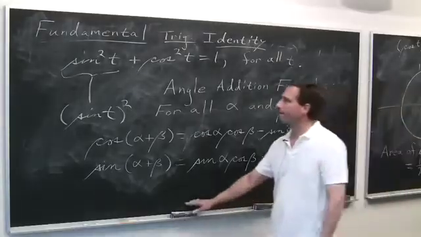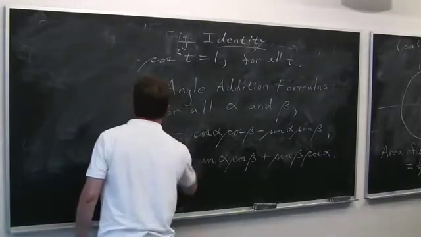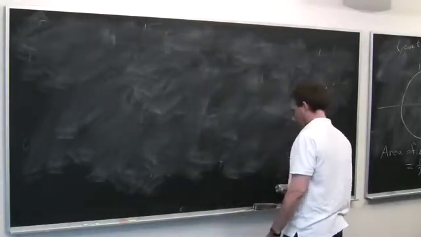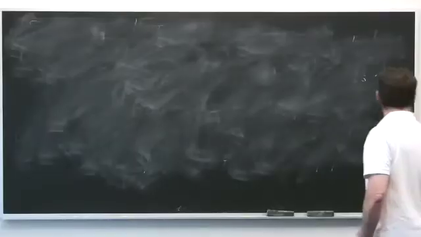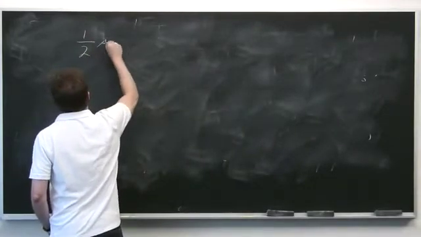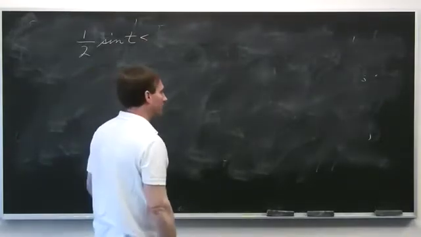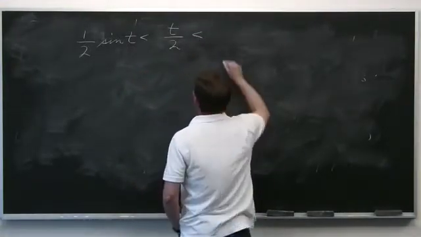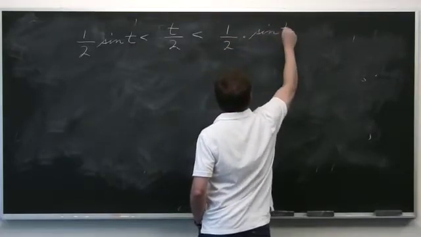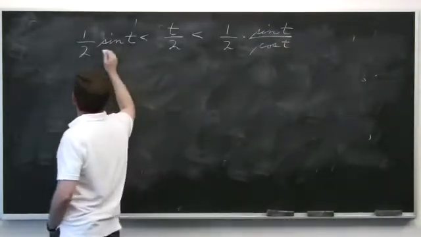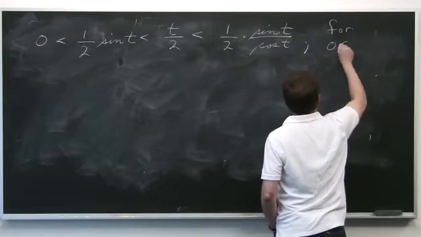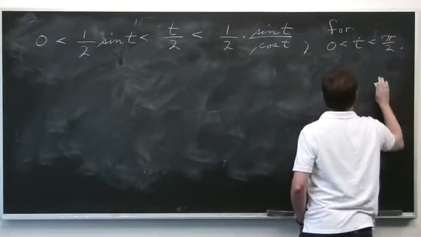And so what we're getting is 2 or 3 inequalities, depending on how you count, which ones you want to count as serious inequalities. The smallest area here is the area of OAB, so that's 1/2 the sine of t. So we get 1/2 the sine of t is less than the area of the sector, which was t over 2, which is less than the area of the big triangle, which is 1/2 sine of t over cosine of t. And then certainly this area is greater than 0. This is only good for t between 0 and pi over 2, otherwise we're not looking at the right picture.